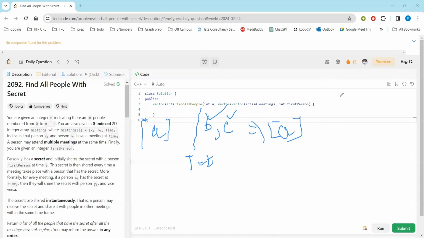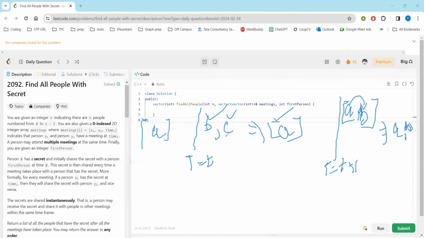Now, suppose in time frame T equal to T plus 1, there is a meeting between A and B. Now, as A knows the secret, A will pass the secret to B. So after this time frame, A and B both will know the secret.